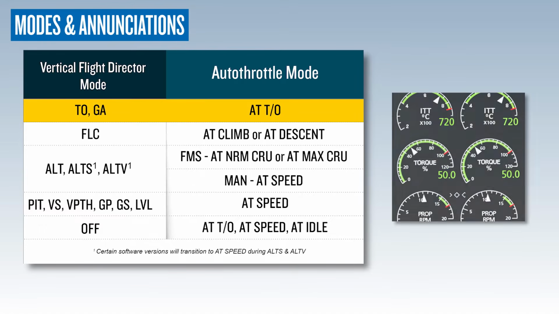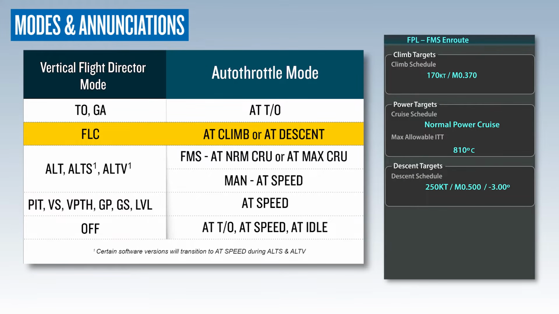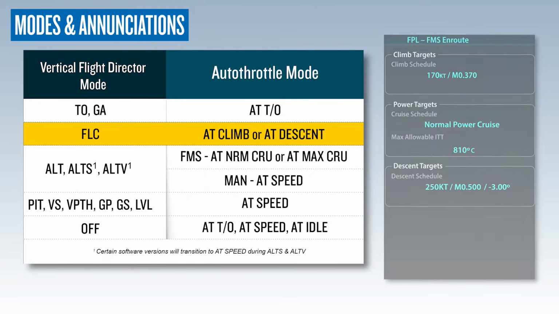When autothrottle takeoff is armed on the ground, it will transition from armed to active when percent torque passes 50%. Autothrottle climb and descent modes are the same as the B200. And the default climb and descent targets in the flight plan FMS en route pages are the same.